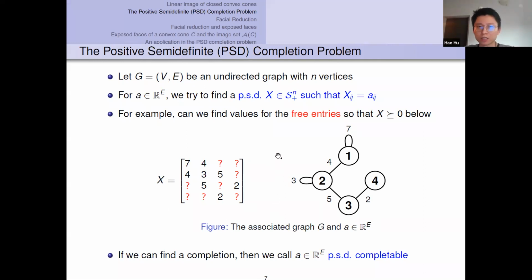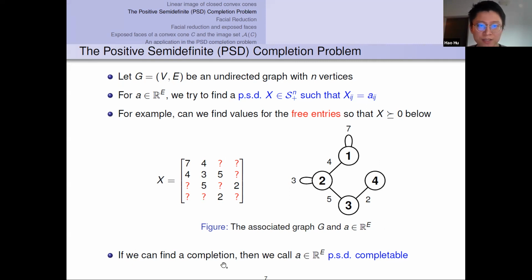And in this case, the graph G looks as follows. We have the vertex 1 corresponding to the first row and column. We have a self loop because the diagonal entry has a value on it, which is 7. Vertices 1 and 2 are connected because there is an entry corresponding to the 1-2 entry in X.